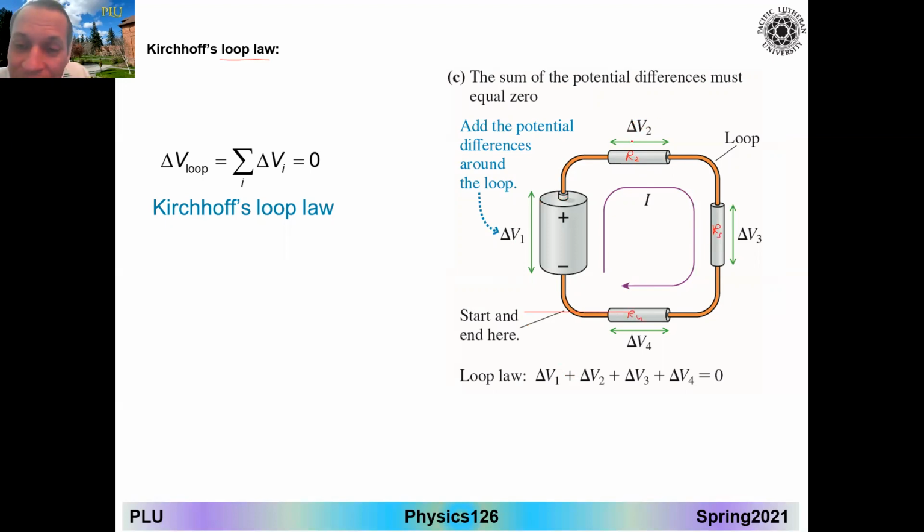Now, how do we find the delta V? In that loop, there is one single current I. By Ohm's law, the delta V across R2 is the current times R2. Delta V3 is the current times R3. The delta V across the fourth resistance is the current times R4. That's what we mean by delta V for each resistor, and that's how we calculate it. The algebraic summation in this case equals 0.